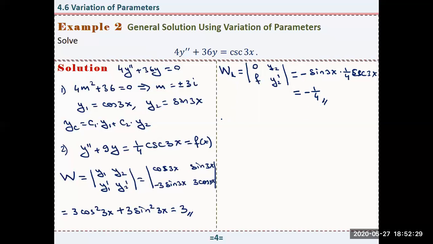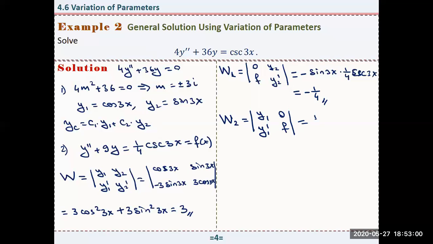Okay, and we need to find W sub 2, which is, here we have y sub 1, y sub 1 prime, and here we have 0 and f, the second column, right? This subscript notation actually specifies which column is replaced by 0 and f. So that is equal to 0 times y sub 1 prime is equal to 0. So that's equal to f times y sub 1. What is y sub 1? It is equal to cosine 3x, and f is equal to this.